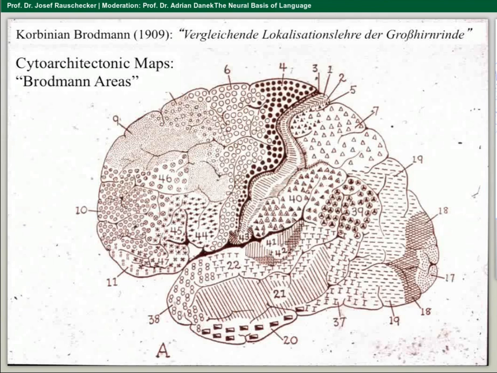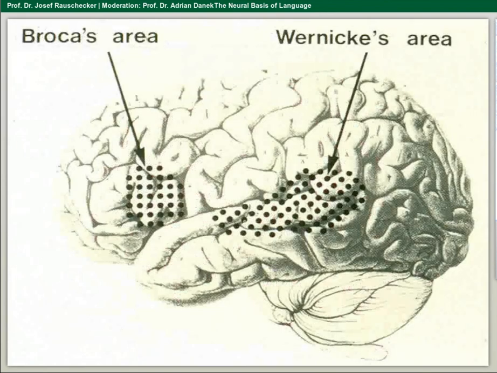There's another slide that I took out, but Kleist in Germany was one of the first to do all these characterizations. And now, since this is about language, we jump to what are generally known as the language areas in the brain, named after a German neurologist, Karl Wernicke, and a French neurologist, Paul Broca.